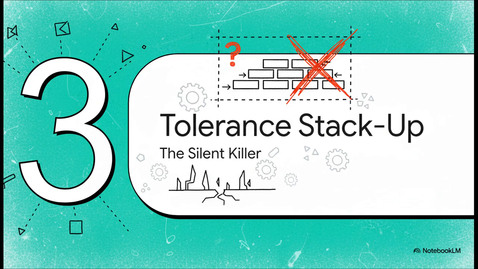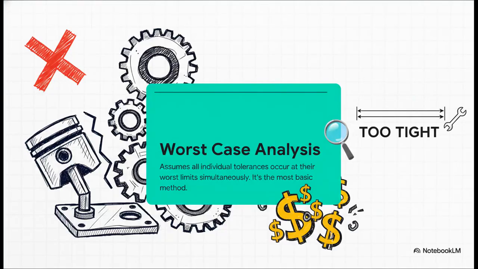This is the silent killer we call tolerance stack-up. So the classic way to deal with this is something called worst-case analysis. It's pretty much what it sounds like. You do all the math assuming every single part in your assembly just happens to be made at its absolute worst possible dimensional limit, and all at the very same time.